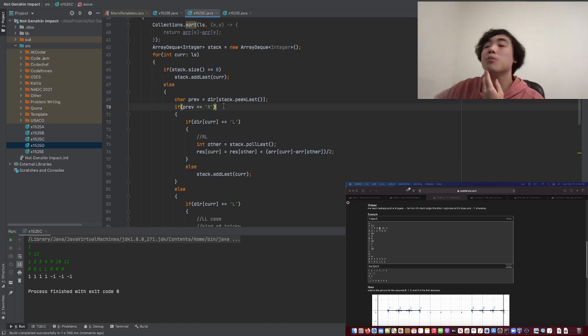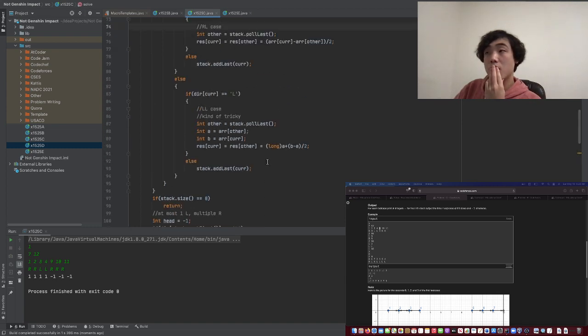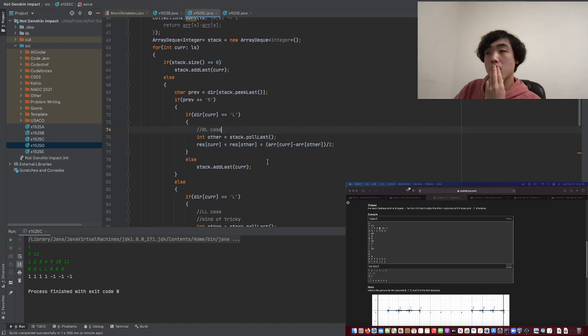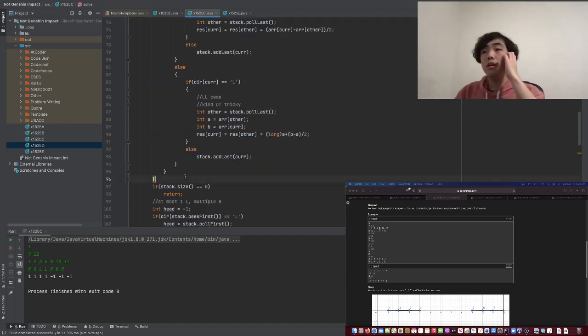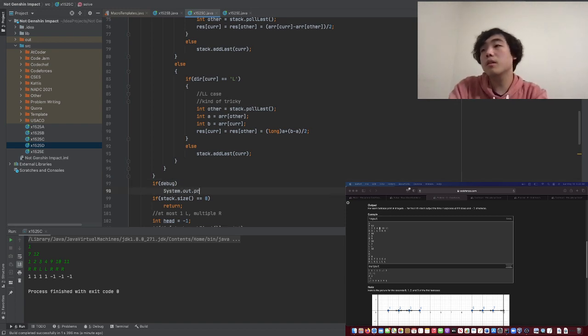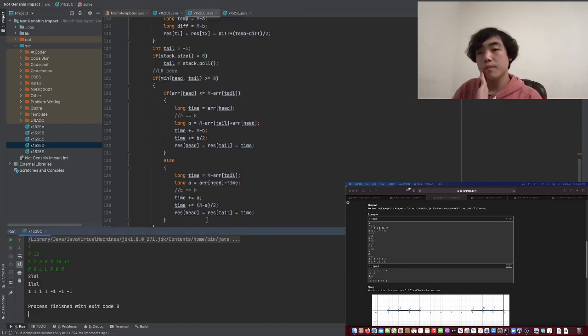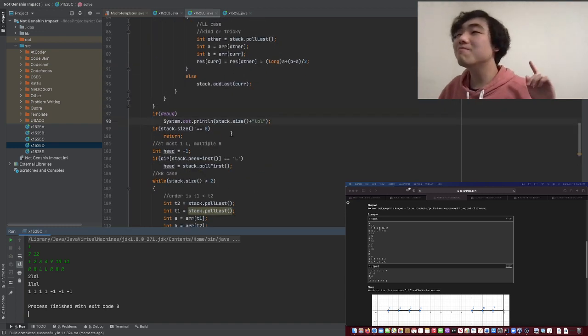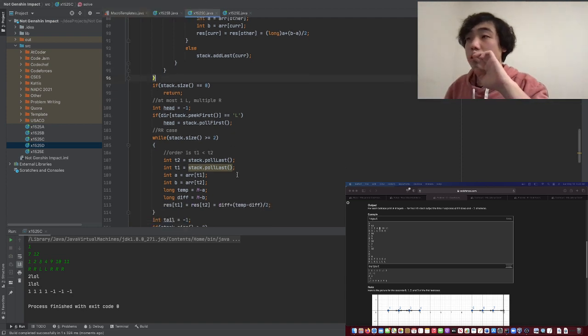Direction, if previous is equal to R. Wait, is this an RR case? It is. I guess the RR case is kind of weird, because we do an RL, which gets paired up, and then we do an RR. If debug, system.out.println stack.size. Odds go first, right? This we're debugging. Two. Okay, so it is two, greater than or equal to two. That's why, right? That's important. If debug, we don't need to debug anymore.